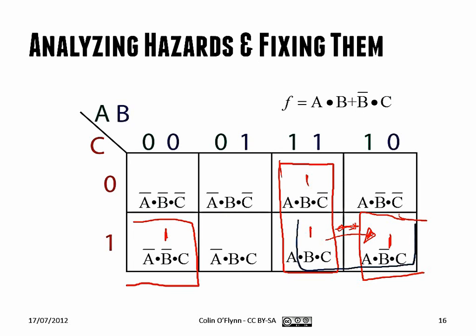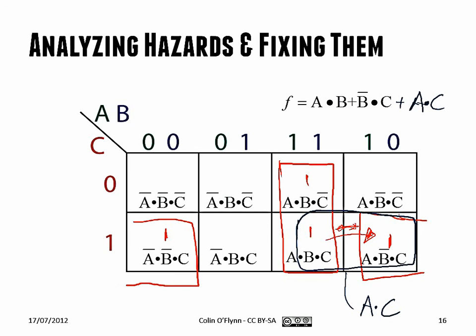So we draw another product term around those two. This we could call the hazard-free form now. So this additional product term does add extra logic. So we could say, for example, it's A and C. So the hazard-free form becomes A and C. And now we have the hazard-free form of the circuit.